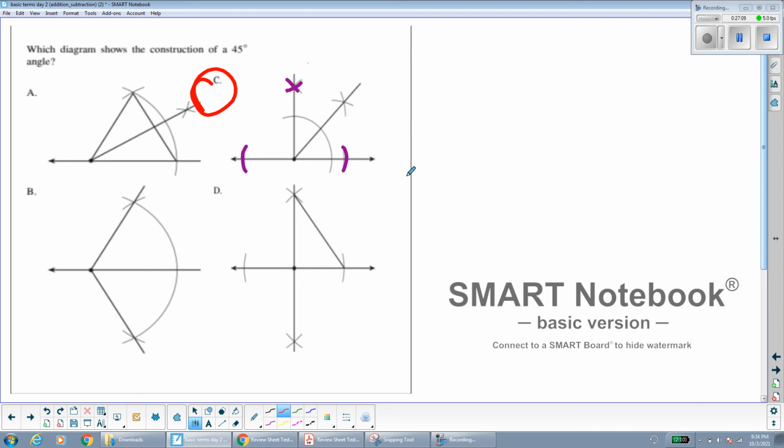It's a perpendicular line. And then the other construction marks, the first arc and then the other two arcs using the same length or the same hole, are the angle bisector construction marks. So C is the correct construction of a 45-degree angle. Start by constructing a 90-degree angle and then bisect it.